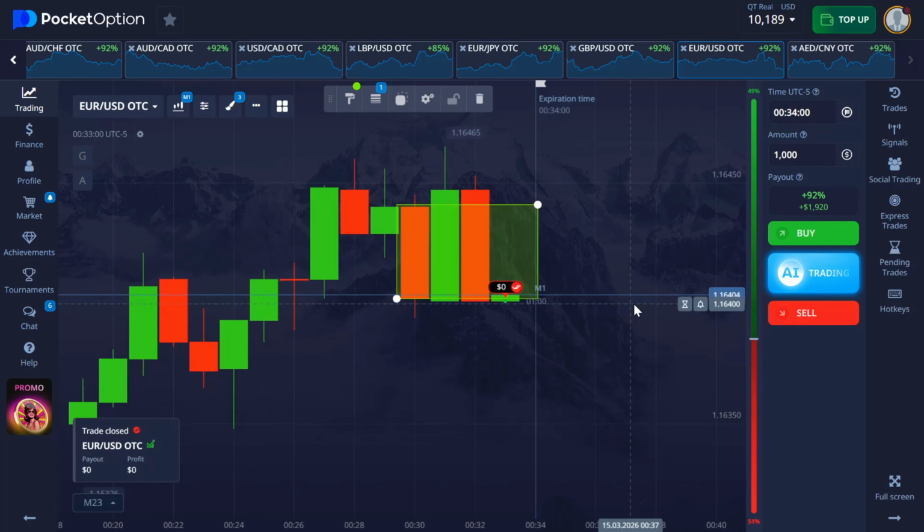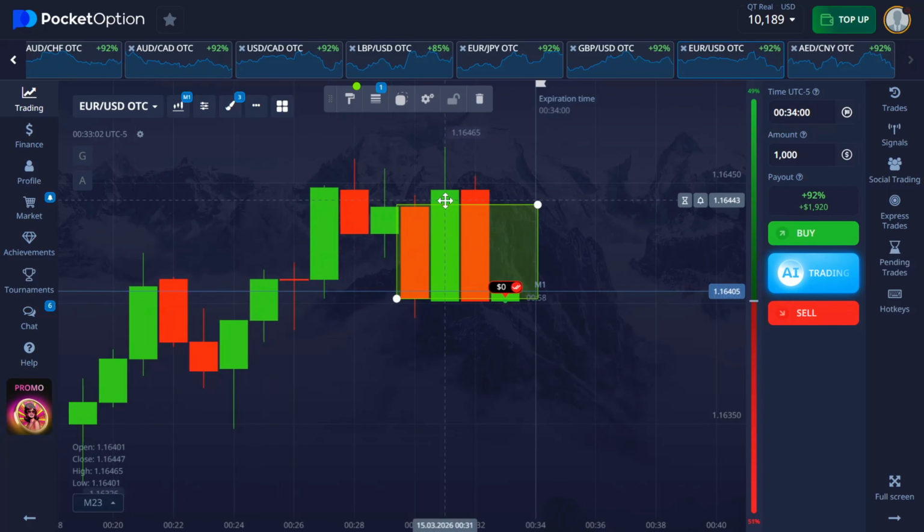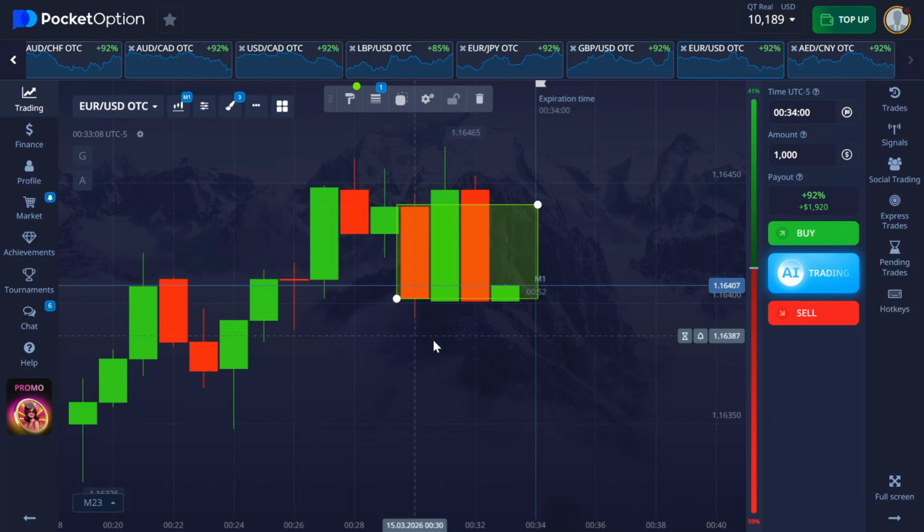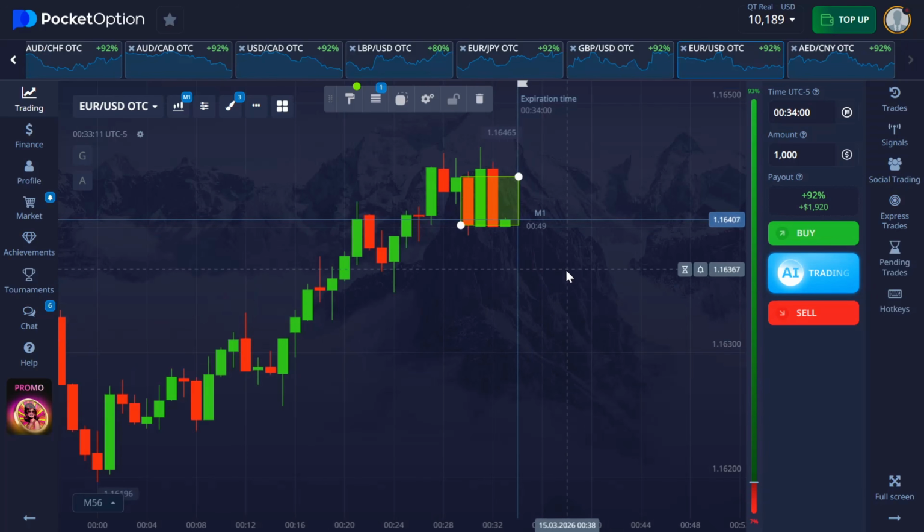Yeah, this one wasn't very good. As you see, this engulf broke the wick, but it wasn't a very proper engulf anyway. So let's find another opportunity.